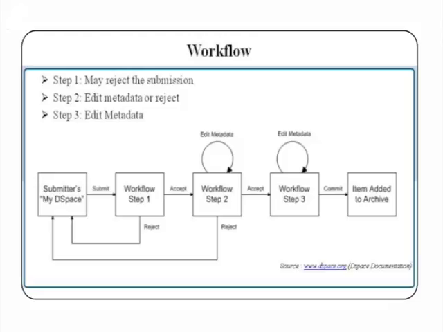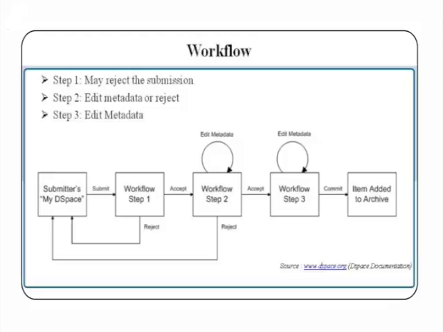In other words, the sequence is this. The collection receives a submission. If the collection has a group assigned for workflow step 1, that step is invoked and the group is notified. Otherwise, workflow step 1 is skipped. Likewise, workflow steps 2 and 3 are performed if and only if the collection has a group assigned to those steps.